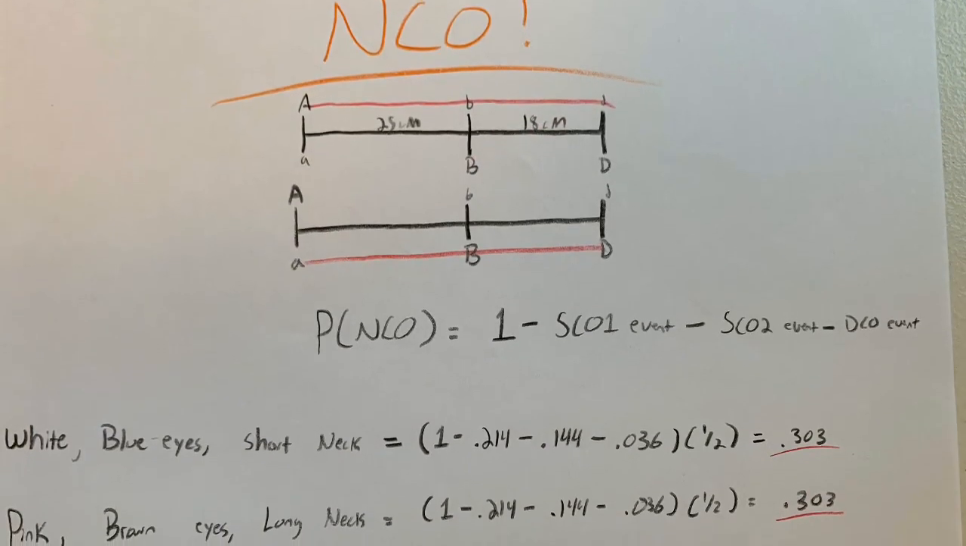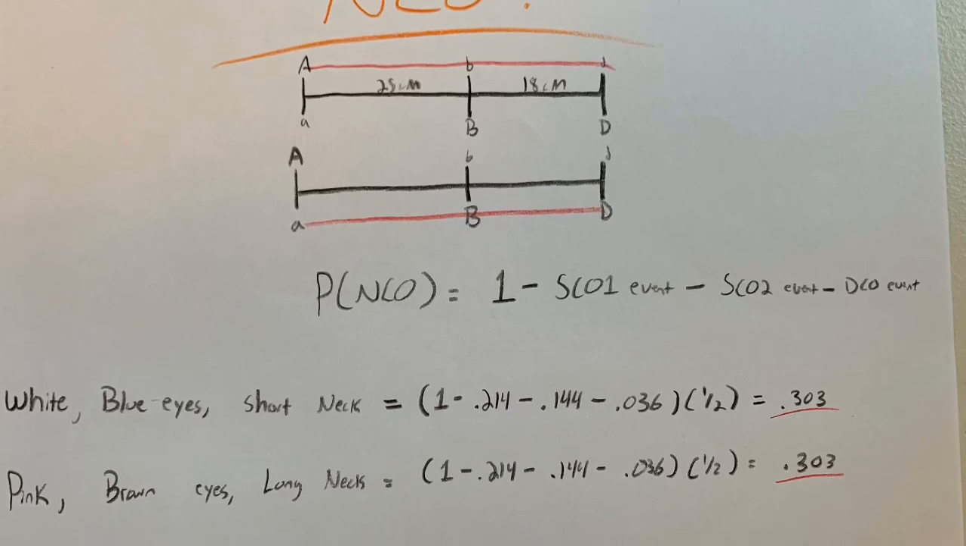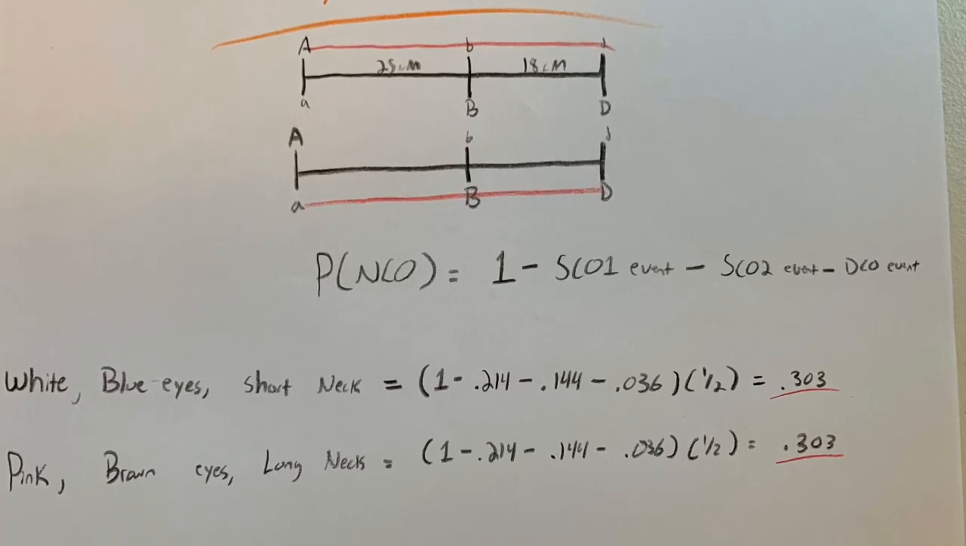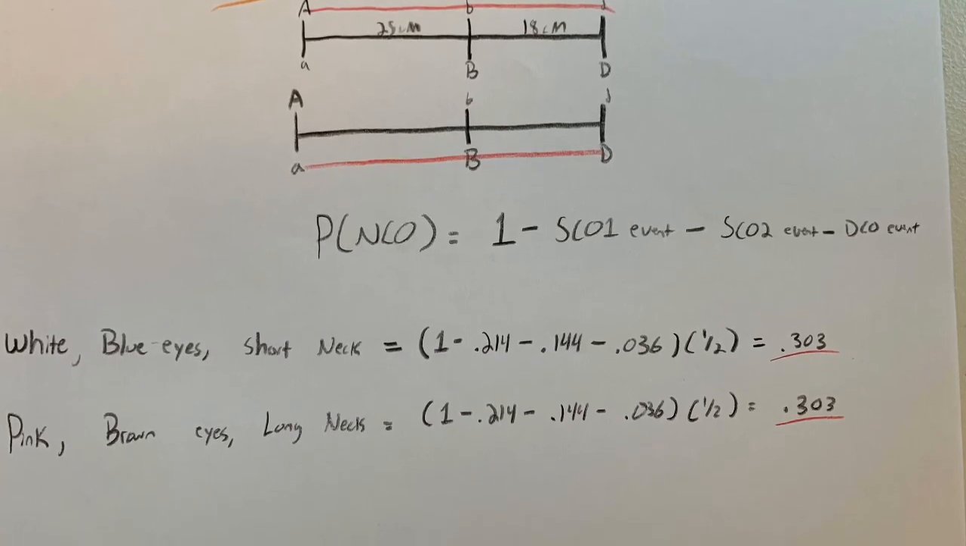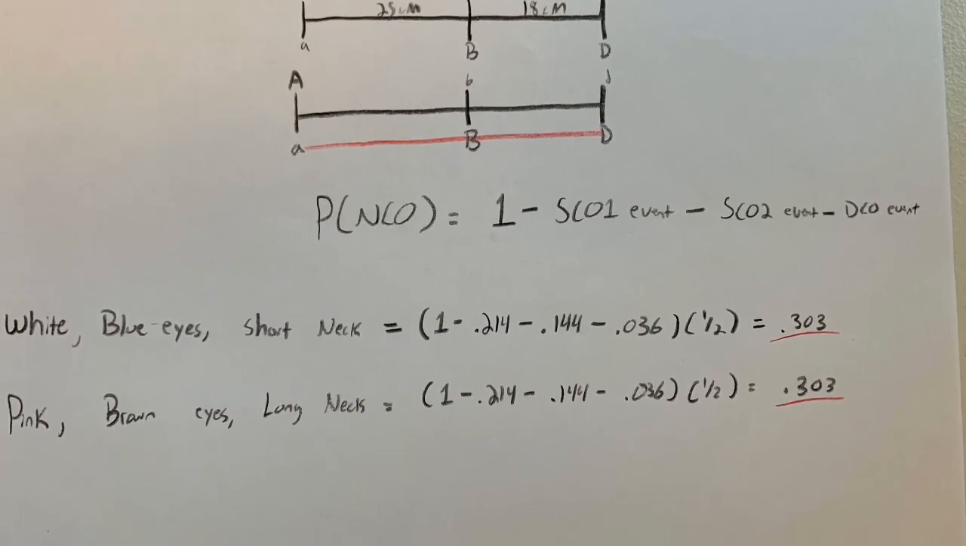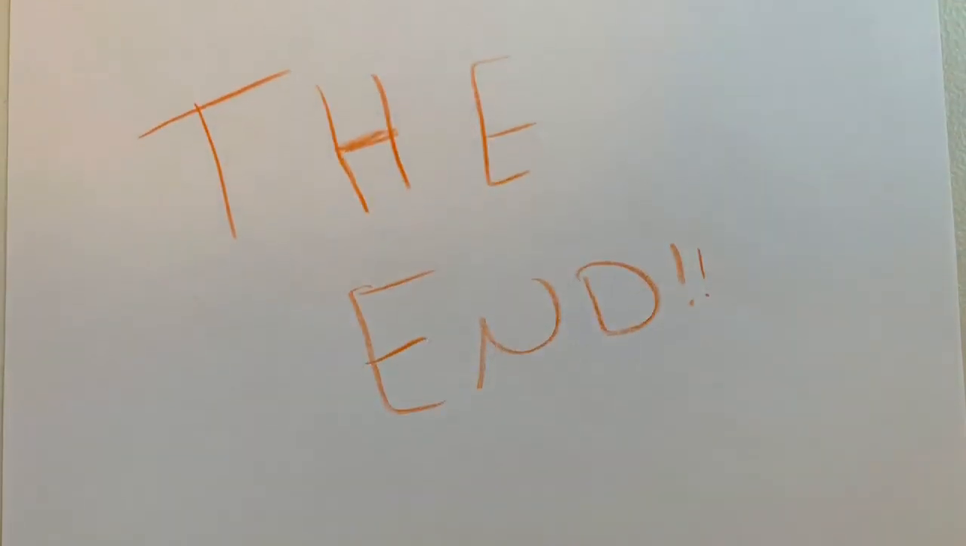And last but not least, we have the no crossover probability. To calculate this, you have to do 1 minus the SCO1 event minus the SCO2 event minus the DCO event. And this will give you 0.606, and once you divide that by 2, you have 0.303. And that is it for genetic mapping.